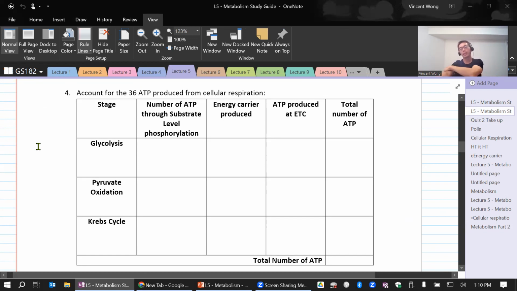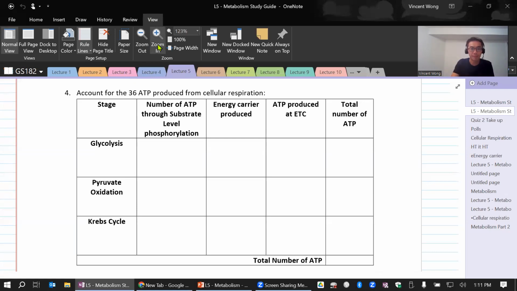And if you don't have the study guide, you can make a similar chart here, right? So this table is going to summarize for you where the 36 ATP molecules came from. One glucose can make 36 ATP, right? Let's take a look at where they come from.